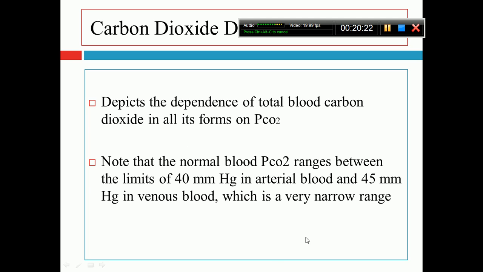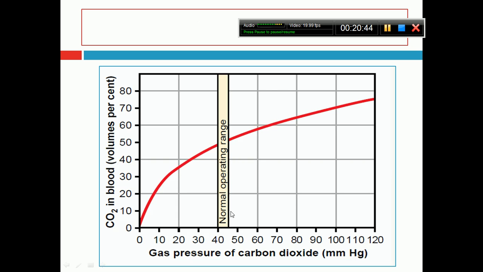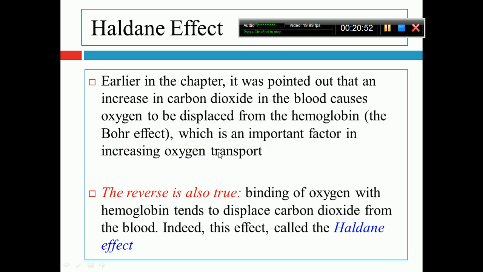So normal PCO2, or the partial pressure of carbon dioxide, ranges between 40 to 45. As we have discussed, arterial and venous: venous blood has 45 millimeters of mercury partial pressure of carbon dioxide, while arterial blood has 40 millimeters of mercury. We have already discussed it. This is a very narrow range. It means that carbon dioxide has to stay within this range. So that is the normal range. So gas pressure of carbon dioxide, this is the curve.